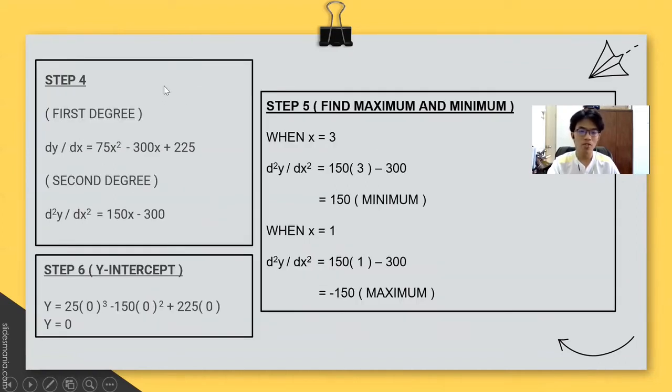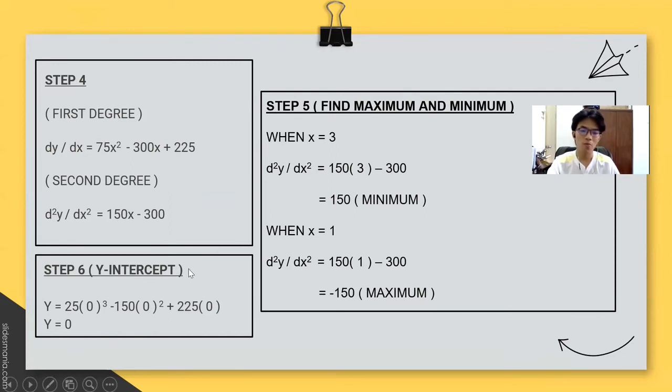So we go to step 4. Step 4 is just to find second degree. So this is first degree and I calculate to get second degree and get 150x minus 300. So we go to step 5. Step 5 is to find maximum and minimum. The step is still the same as step 3, but I just use second degree. So 150 bracket 3 minus 300 and get 150. 150 is minimum when x equals 3. When x equals 1, I calculate 150 bracket 1 minus 300 and get negative 150. Negative 150 is maximum.